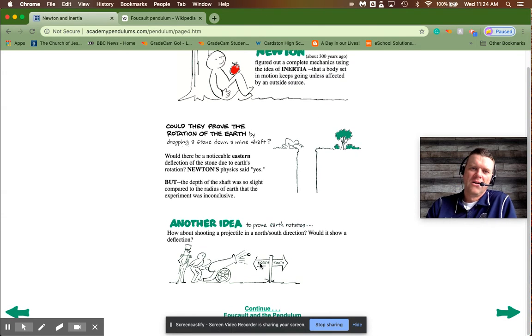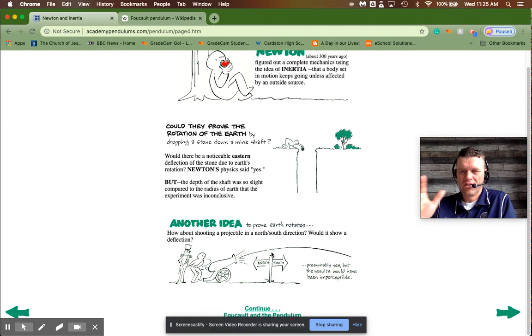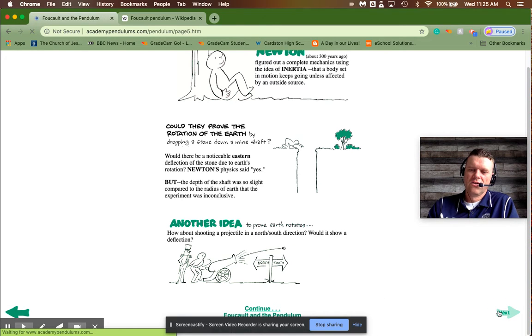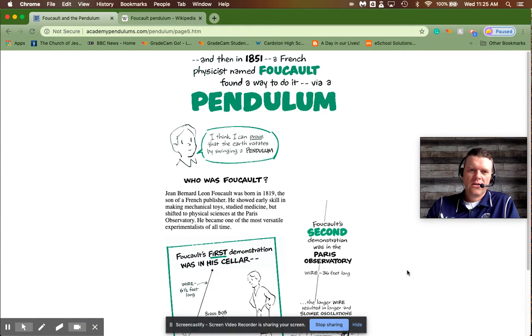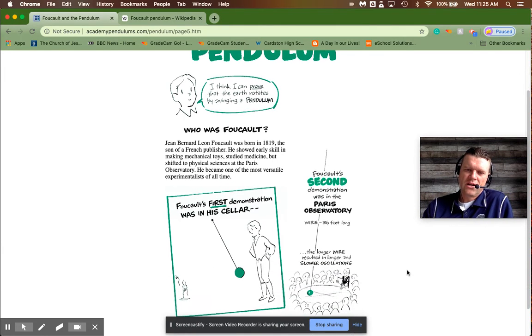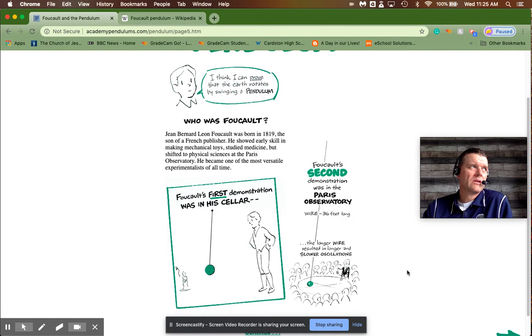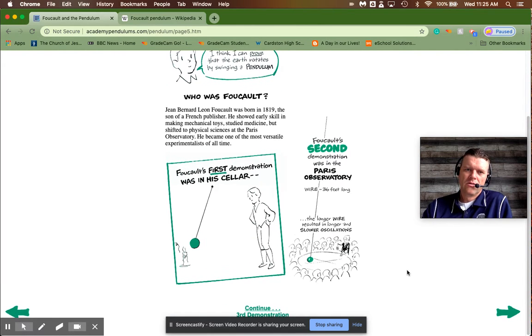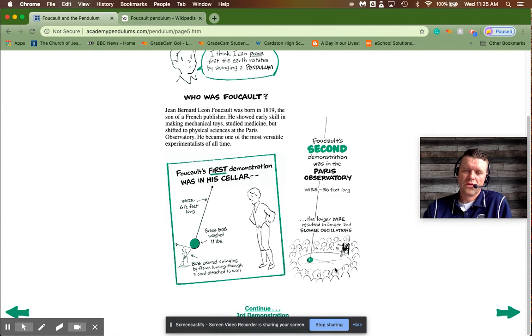Really hard to tell. Or what about shooting a cannon really far in the north-south direction to see if, as the Earth rotates, it veers off of a straight line? Hard to tell. So Jean Foucault became famous for making pendulums, and the big pendulums that you can see in university science centers and other museums are called Foucault pendulums, named after him. Messing around with pendulums, he realized that he could prove that the Earth is spinning.